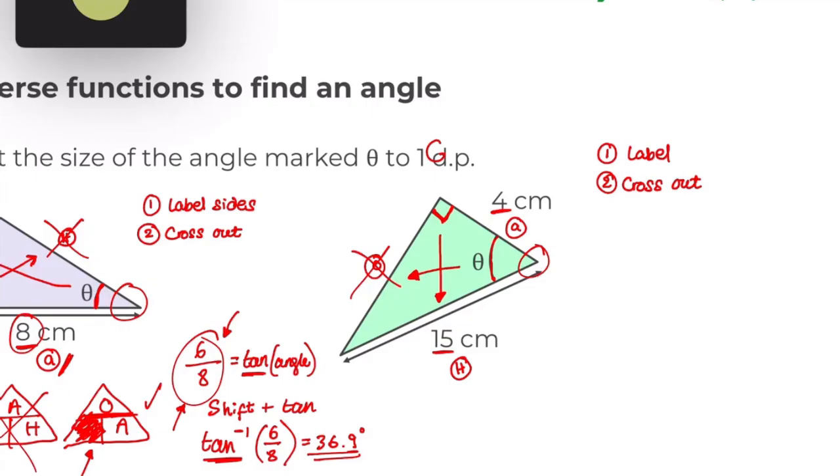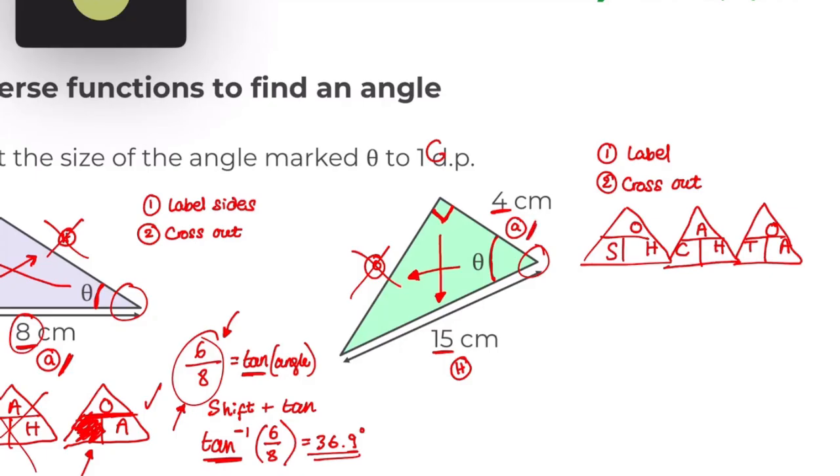Okay, then we're going to write out SOH CAH TOA. So we've got SOH CAH TOA, triangle, triangle, triangle. Okay, so we've got our triangles. Now we need to choose the rule which has A in it and H in it. This one has O and H in it, so we don't need that. This one has A and H in it, so we're going to use this one.